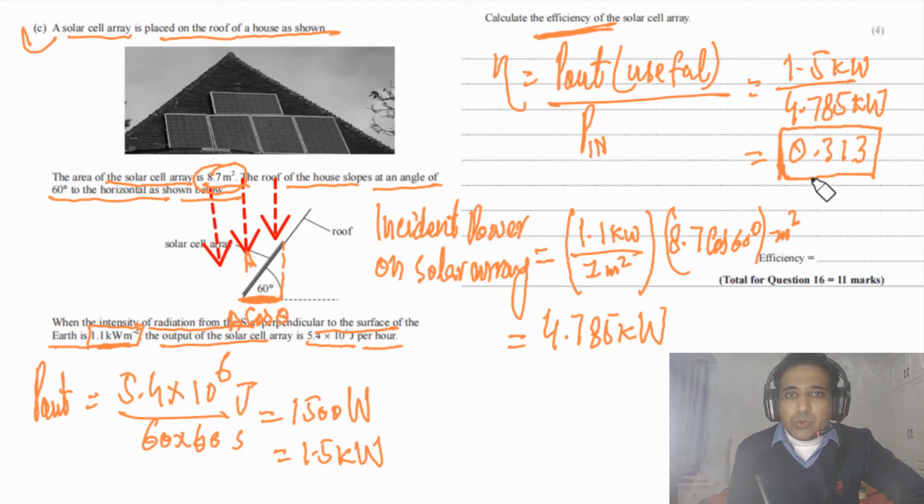I hope this is clear to you. So you have to take this projected area, because it is given to us that the intensity of radiation from the sun perpendicular to the surface is 1.1. Perpendicular to the surface is given, so we have to take this area. That's the main tricky part of this question.